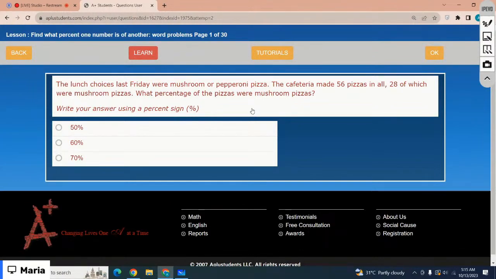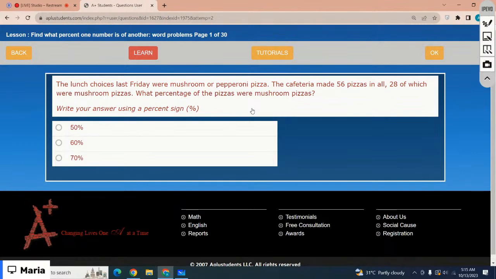Okay. The lunch choices last Friday were mushrooms and pepperoni pizza. The cafeteria made 56 pizzas in all, 28 of which were mushroom pizzas. What percentage of the pizzas were mushroom pizzas? Which is the correct option? You are given the whole, right? The total pizzas they made is 56. And the part, 28 of them were mushrooms. You need to calculate what percent of the pizzas they made were mushrooms.